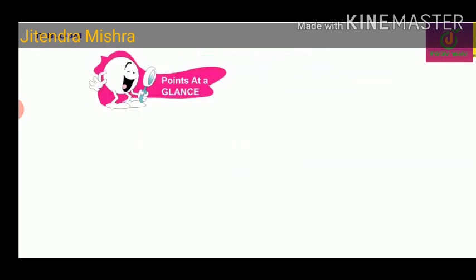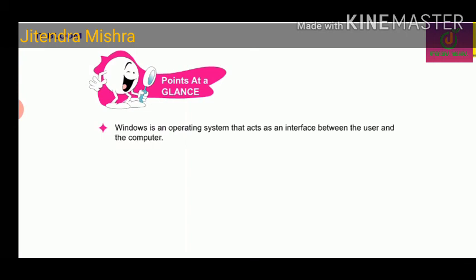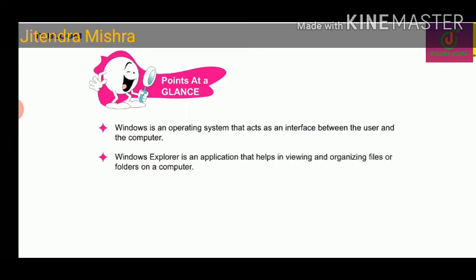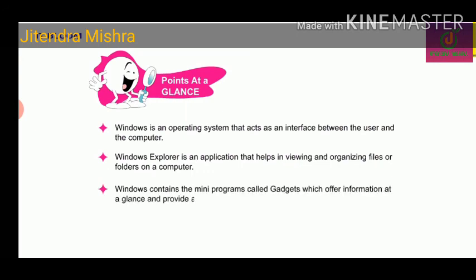Let us quickly glance through the key points discussed in this chapter. Windows is an operating system that acts as an interface between the user and the computer. Windows Explorer is an application that helps in viewing and organizing files or folders on a computer. Windows contains many programs called gadgets which offer information at a glance and provide easy access to frequently used tools.